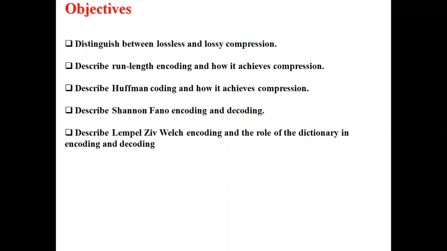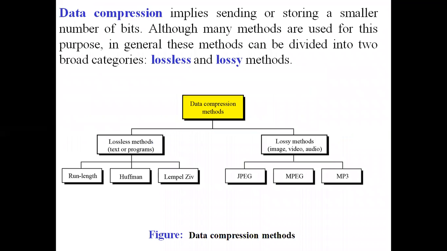The objective of this presentation is to distinguish between lossless and lossy compression techniques, then describe run length encoding and how it achieves compression, describe Huffman coding and how it achieves compression, and describe the Shannon Fano method of encoding and decoding. Then we have Lempel-Ziv-Welch, that is the LZW encoding method, which is used in dictionary encoding and decoding.